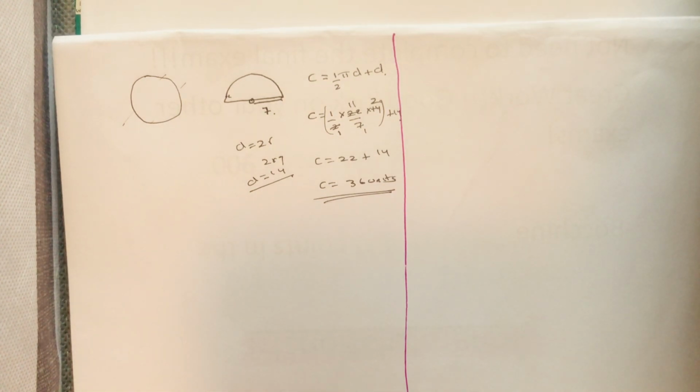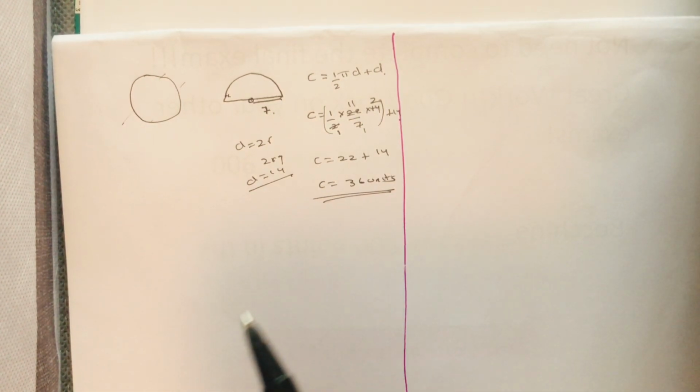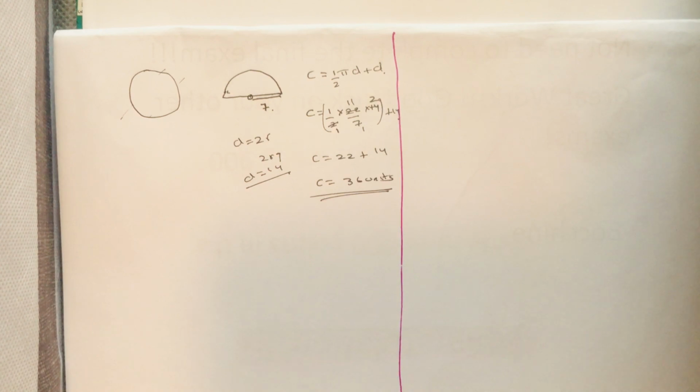Got it? So it's really easy. Just remember, a full circle is pi d or 2 pi r. Half circle, half pi d plus d. Okay? And if it's a semicircle with a proper continuous line, half pi d plus d.